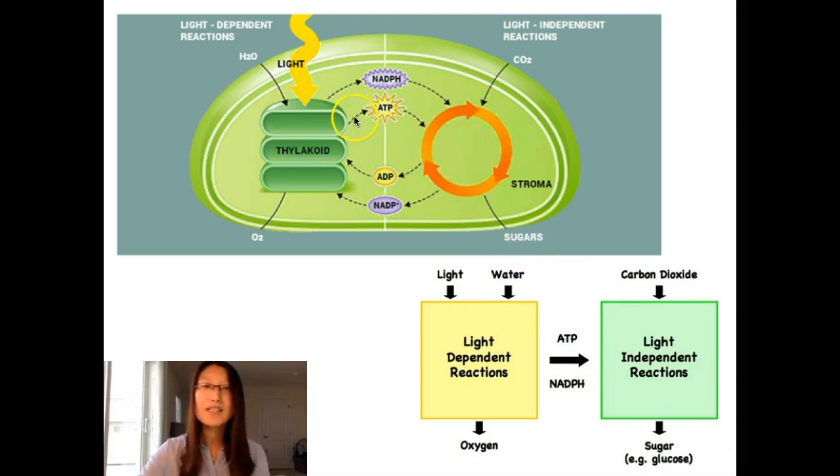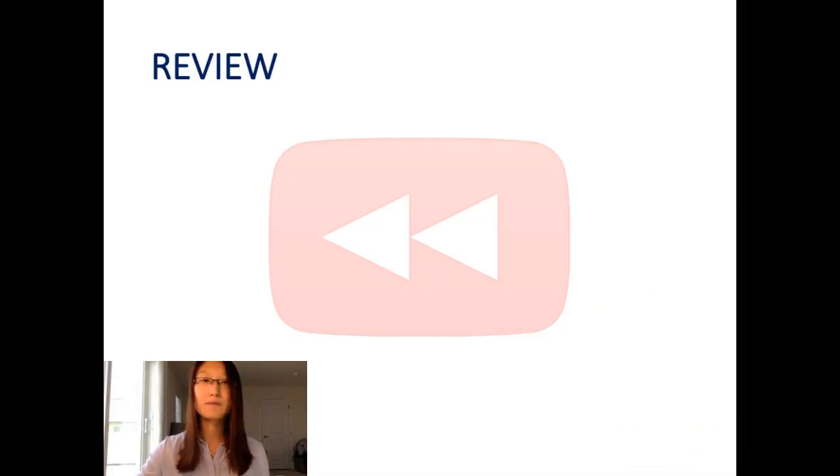And then since reactions can go backward, when ATP drops off its energy in this reaction, ADP is produced, and then it goes back to the thylakoid. And then NADPH is used, and NADP plus is produced again as NADPH drops off its electrons, and then NADP plus goes back to the thylakoid. So this right here shows you the same thing. What comes in during the light dependent, what comes out, what comes in during the light independent, what comes out. You absolutely need to know this, okay?